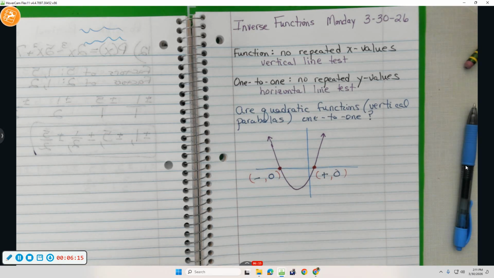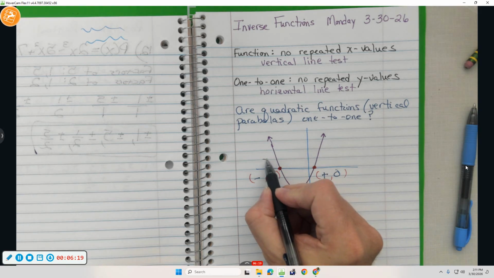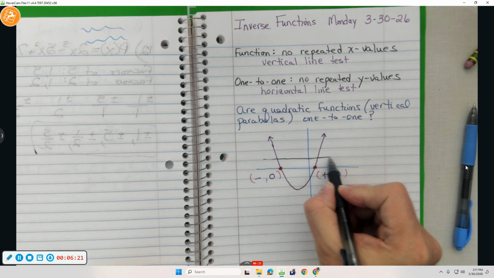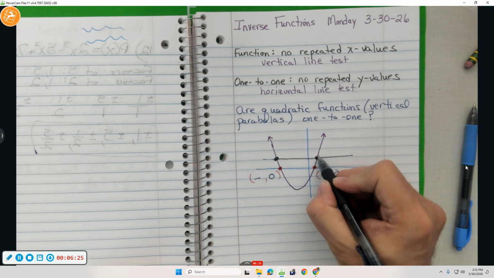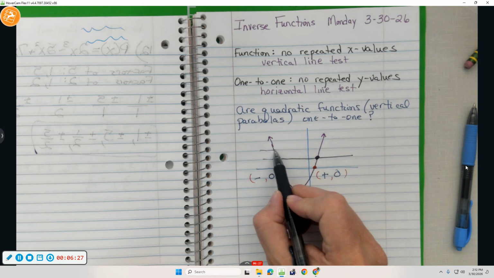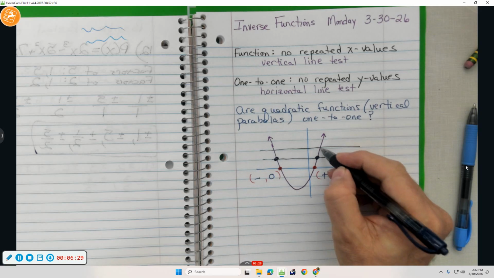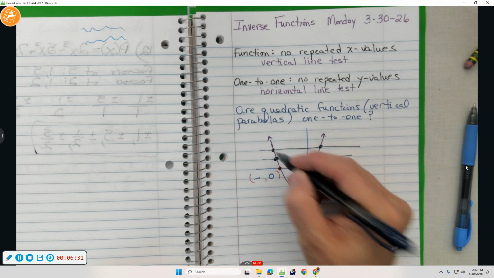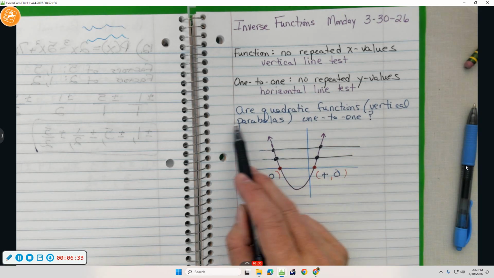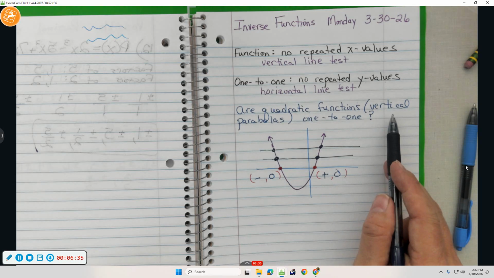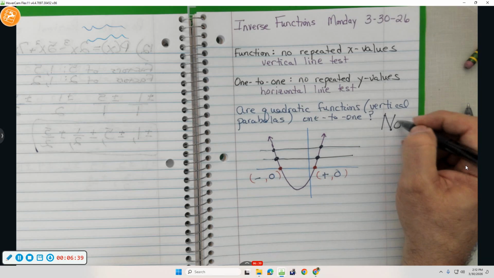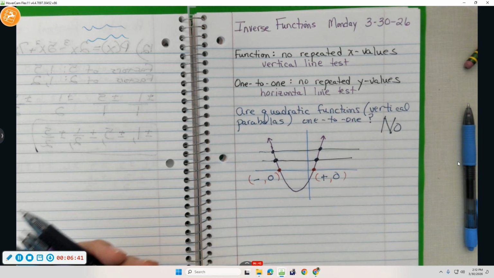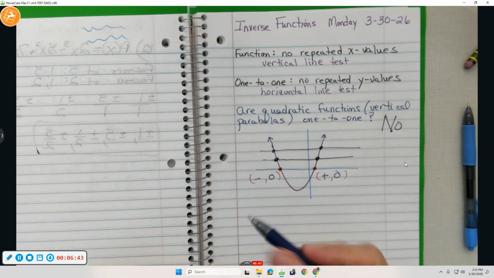Can y'all find more points where there's 2 points with the same y coordinate? Anywhere you can draw a horizontal line to hit the graph in 2 spots, it is not 1 to 1. They have the same y value. So what are we going to answer for this question? Are quadratic functions 1 to 1? No. Okay. Let's go ahead and write that out.